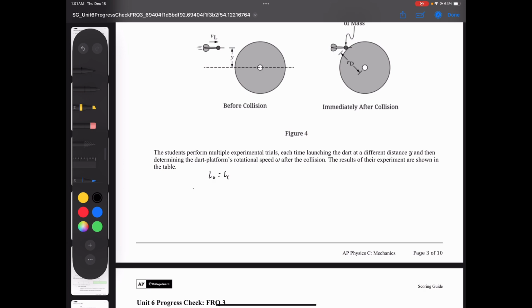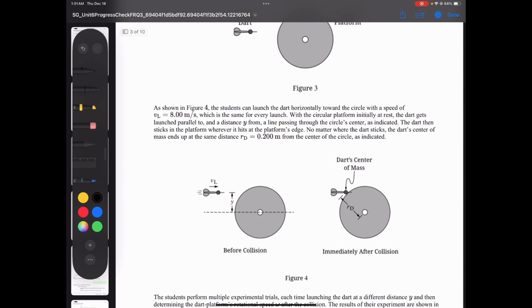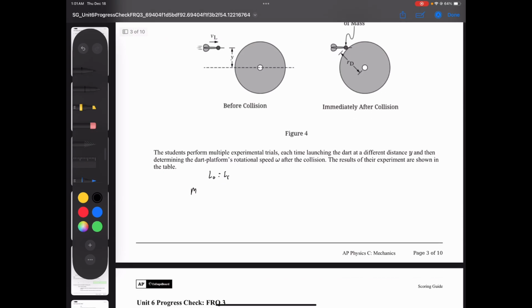Okay, so that's going to be the mass. What do they use for the dart? md. So md times the launch velocity, VL, times y. Okay, that's going to be the angular momentum of the dart. And then the final angular momentum, it's similar to what we saw in the previous problem. It's a combination of the dart platform system.